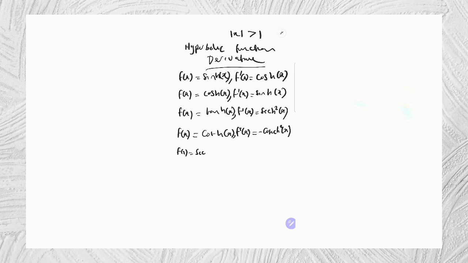And when you have f of x is equal to sech x, differentiation of f of x will give you minus sech x tanh x. And when you have f of x is equal to cosech x, differentiation of f of x will give you minus cosech x coth x.